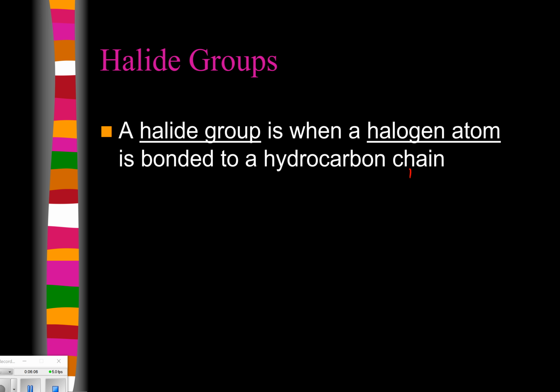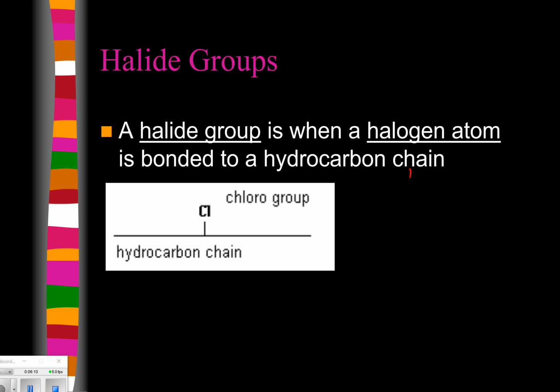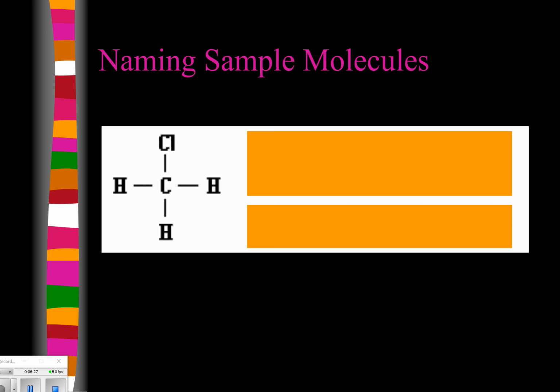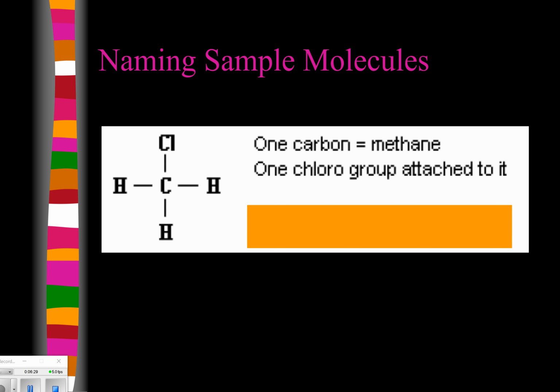A halide group is when we take a halogen atom, or group 17 atom, and bond it to a hydrocarbon chain. These ones are relatively easy to name. If we take a chlorine and bond it to a hydrocarbon chain, it's simply a chloro group. And this will be the same for any halogen: fluoro, iodo, bromo. Now to name these, they're relatively simple.